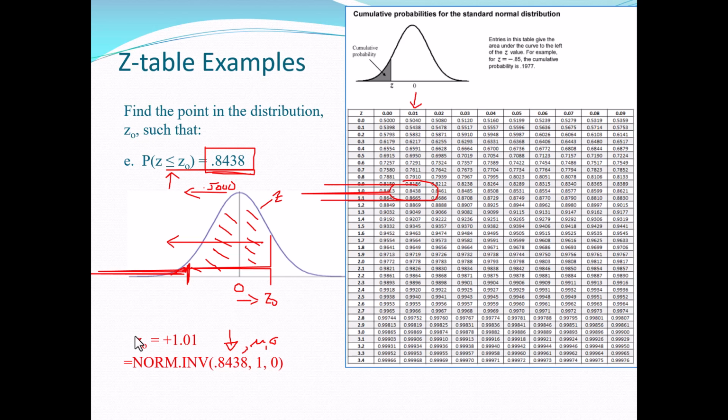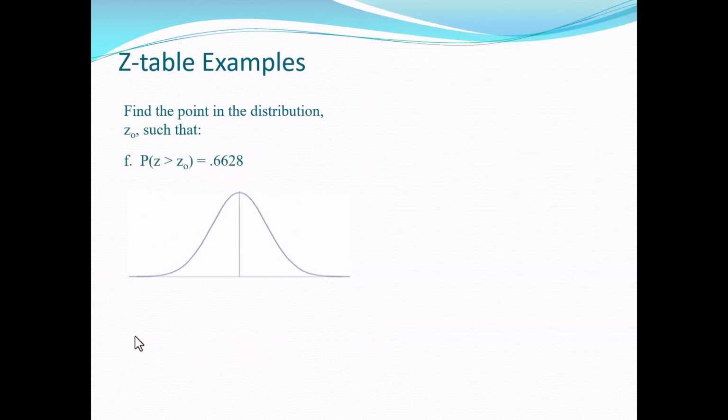All right, let's take a look at another one of these. Find the point in the distribution such that the probability z is greater than z naught is 0.6628. So again, really what you have to do is come up with the less than or equal to probability. I'm going to draw the picture, but you need the less than or equal to probability.